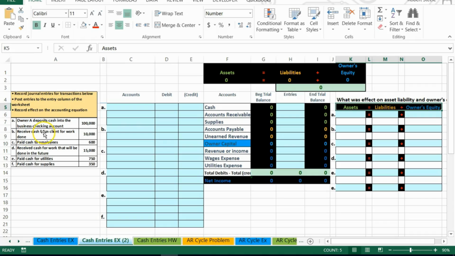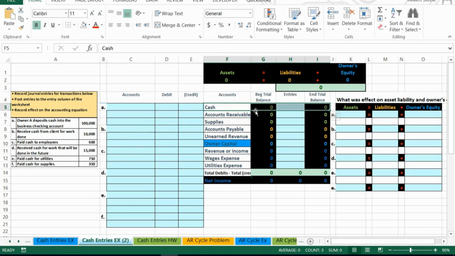So the first one says that owner A deposits cash into the business checking account, $100,000. So the owner puts money into the checking account. We're going to go through this series of questions every time we make a transaction. One, is cash affected? In this case, money went into the checking account, so yes, cash is affected.